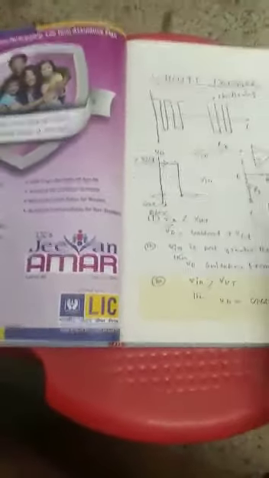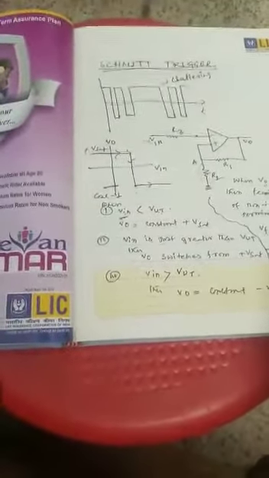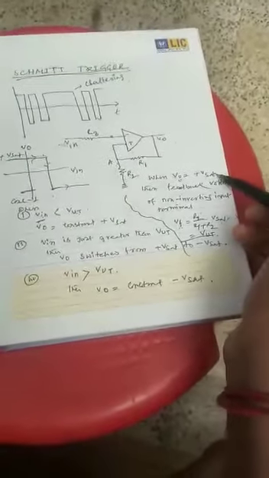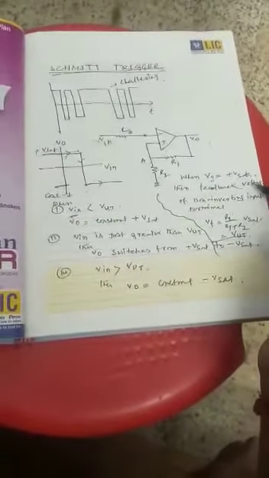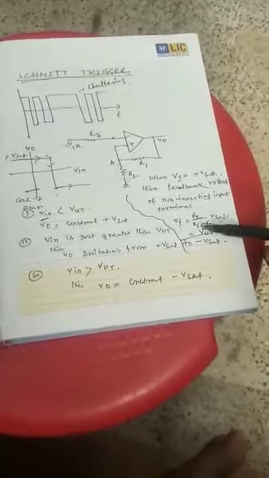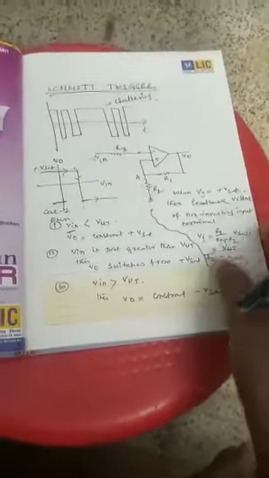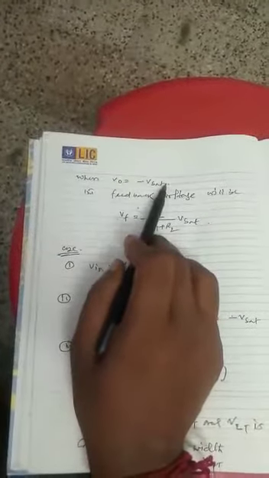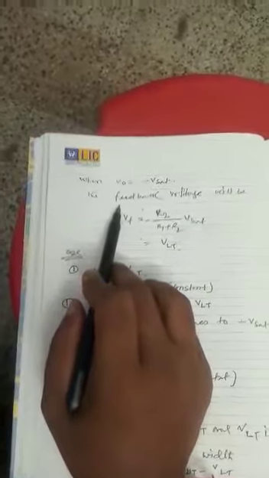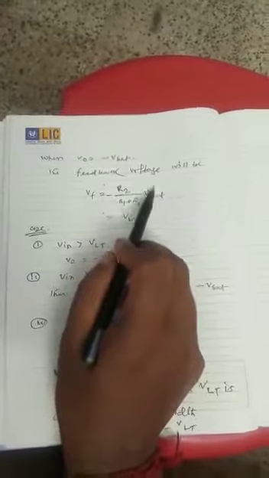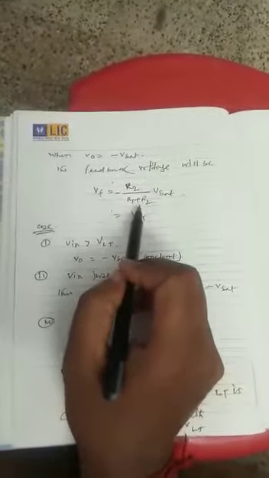Next condition: when V0 is equal to minus Vsat, the feedback voltage VF at the non-inverting terminal is equal to minus R2 by R1 plus R2 into Vsat. When the output voltage V0 is equal to minus Vsat, the feedback voltage VF at the non-inverting terminal is minus R2 by R1 plus R2 into Vsat. This one is called V of LT, the lower threshold voltage. There are three cases.